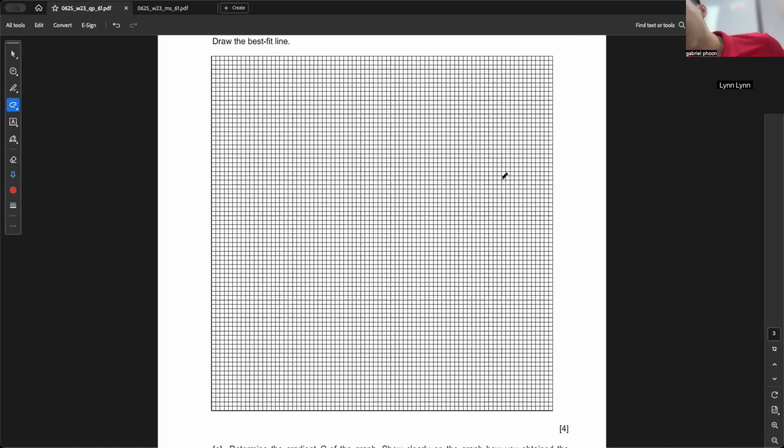Okay, let me ask you guys this. Let's say these are the points, this point and this point. Let's say this is my drawing. Is this the best fit line? Why not?